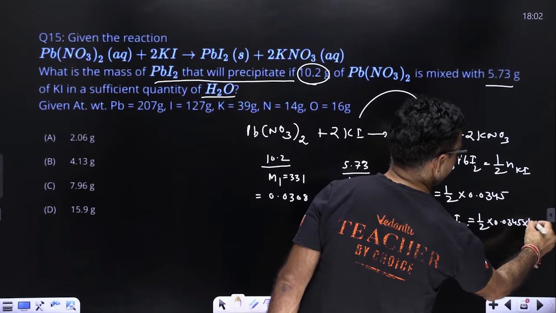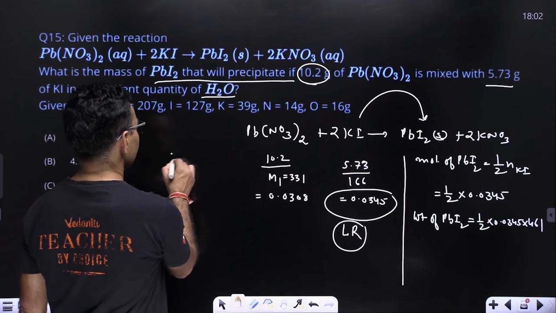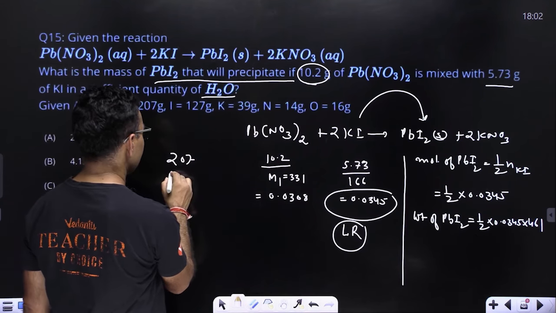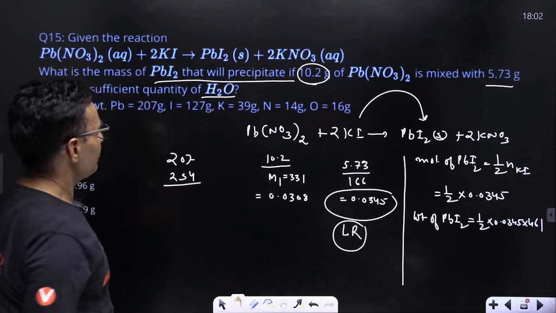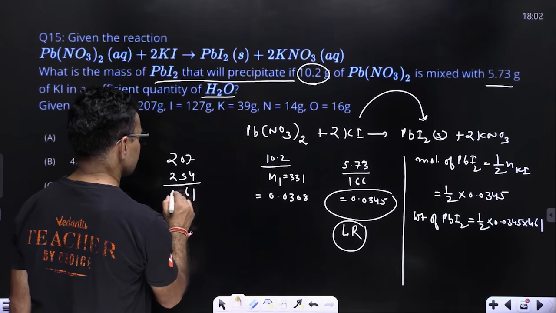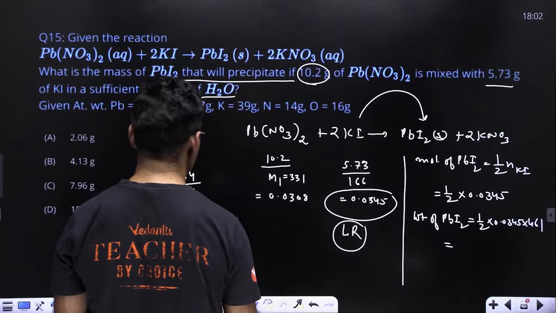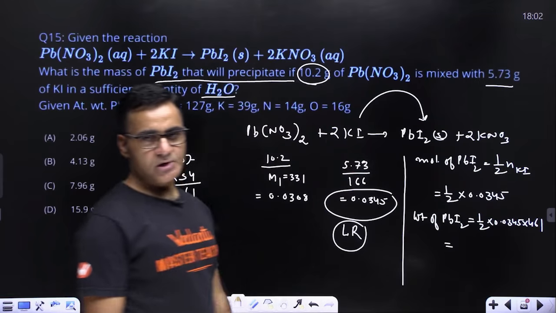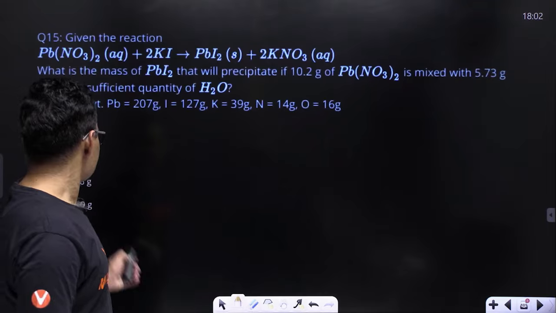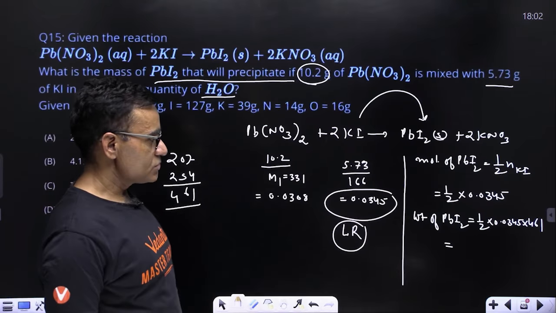तो weight of PbI2 is equal to इसके मोल × इसका मॉलिक्यूलर मास, comes out to be 461 I guess। Pb 207 होता है और I2 है 254, yes, तो 461, yes। यहां से कैलकुलेशन लगाओगे तो इसका आंसर निकाल सकते हो। You can do the calculation and get the correct answer. ऑलराइट, इसका करेक्ट आंसर 7.96 आता है, 7.96। Okay, so this is going to be the final answer.